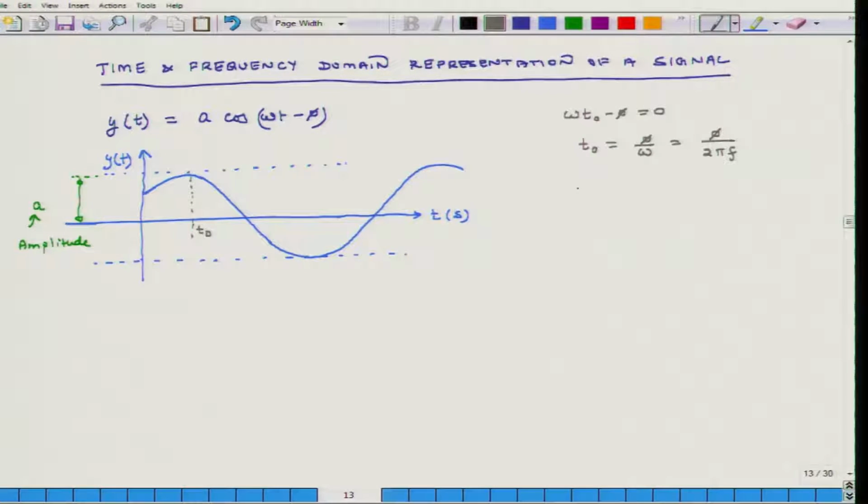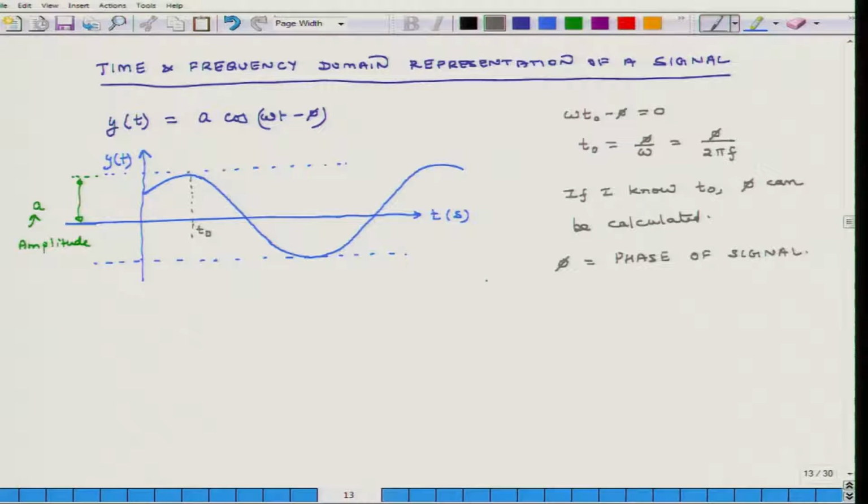So, the point is that if I know t naught, phi can be calculated. So, if I know t naught, then using this relation I can calculate the value of phi. So, that is the second thing, and phi is called the phase of the signal. Phi is the phase of the signal.